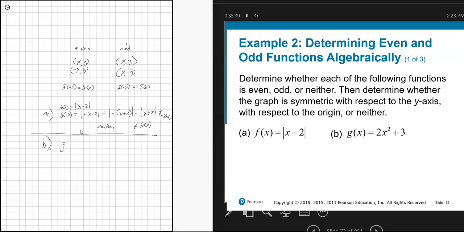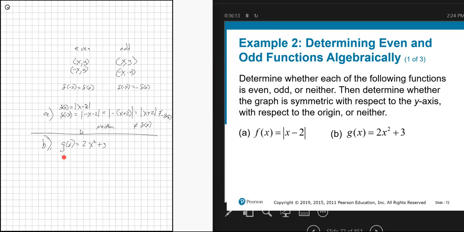B, we have g of x equals 2 times x squared. Oh, I'm sorry, I wrote a 3 again. When I look through the far vision part of my glasses, everything gets double lines.